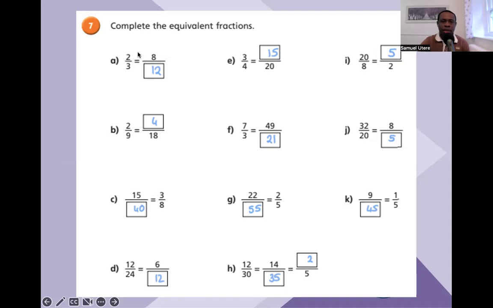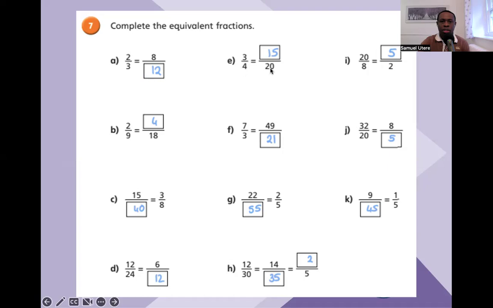So here you see that you're multiplying by 4, so you multiply that by 4. Here you're multiplying by 2, so you multiply that by 2. For C, you can see that you are dividing by 5. So 15 divided by 5, or 3 times 5 will give you 15, so 8 times 5 will give you 40. Here you can see that you are multiplying by 2, or dividing by 2. So 24 divided by 2 will give you 12.